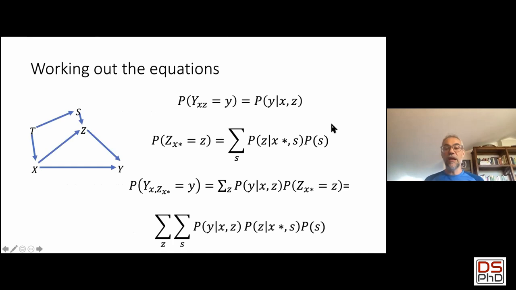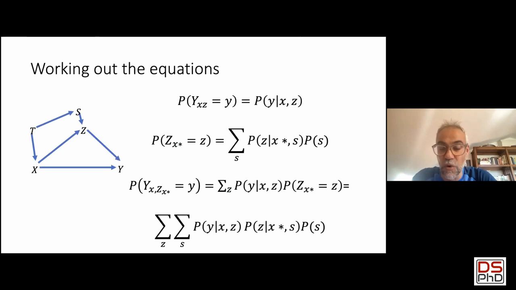And we try to work out the equations. So what we see is that the probability of epsilon, if I do X and Z, is simply the probability of epsilon conditioned on X and Z. Why? Because there is no backdoor path involving epsilon, X, and Z.